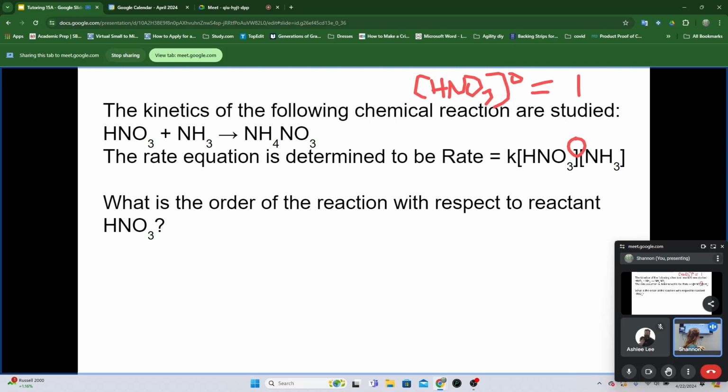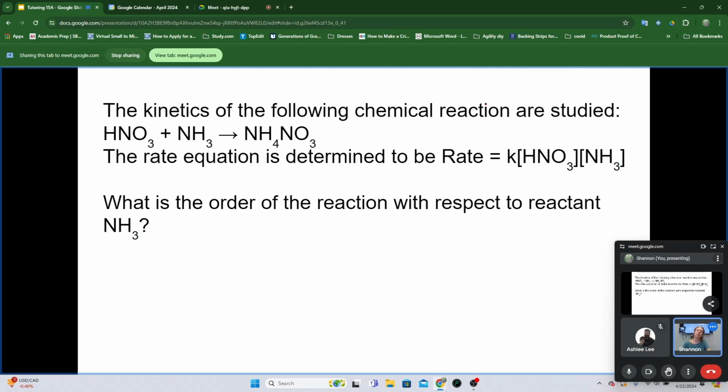But if it's written there and it doesn't have any exponent at all, then it's the one exponent that you don't have to write. And so it's going to be 1. So 1 is the order of the reaction with respect to reactant HNO3.